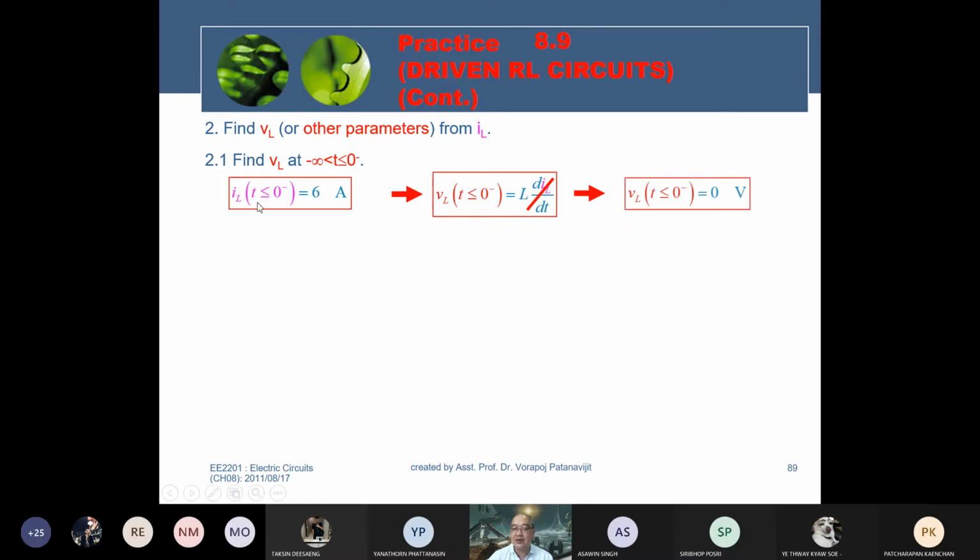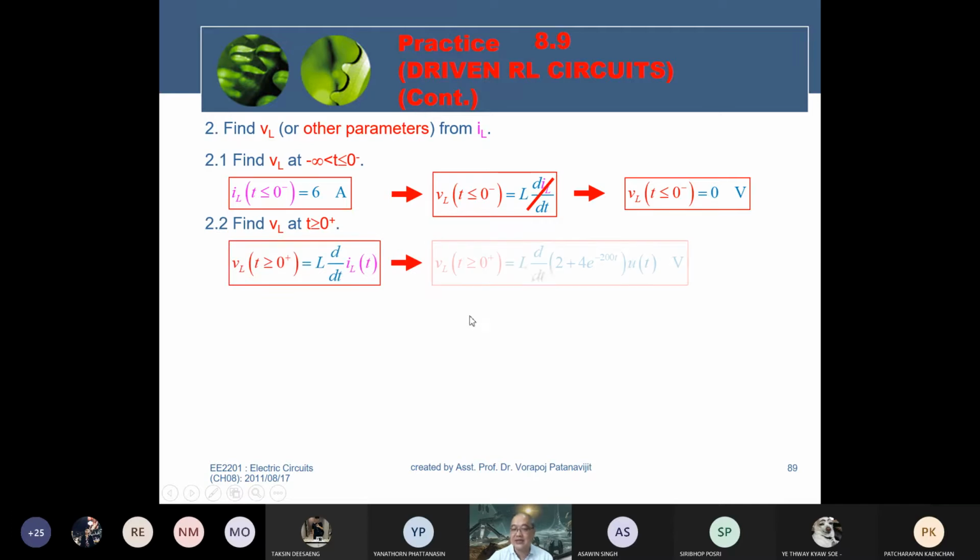Now, for time less than 0, the inductor current is fixed. It equals 6 amp. The inductor voltage is equal to L di/dt. The derivative of a constant equals 0. Therefore, the inductor voltage for time less than 0 equals 0 volt. And for time greater than 0, the inductor current is not constant. It equals 2 plus 4 e power minus 200t.